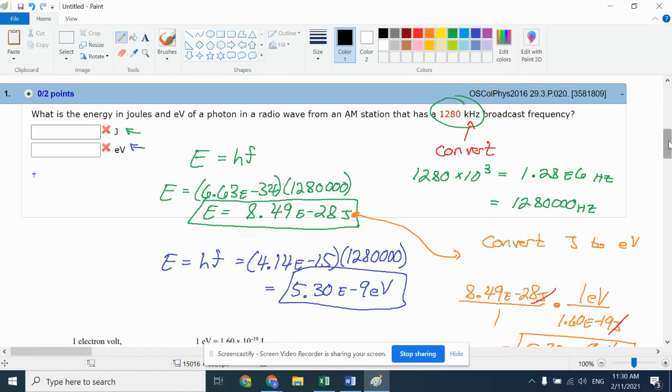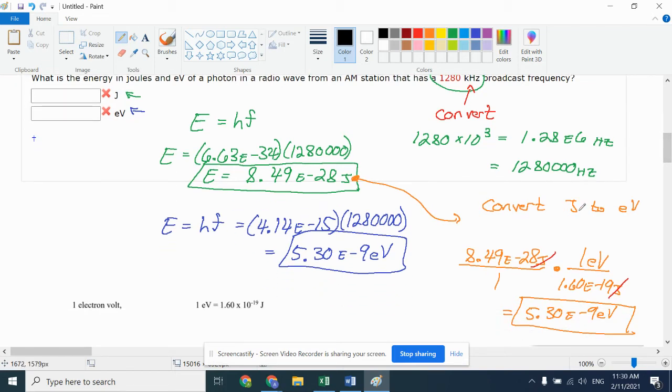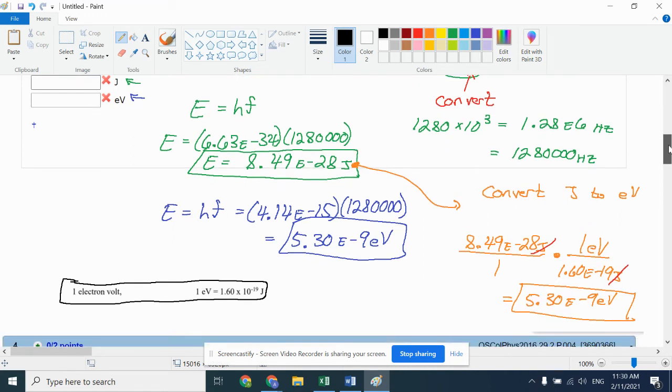The alternative is just to directly convert from joules to electron volts. 1 electron volt, shown here, is 1.6 times 10 to the negative 19th joules. That again is found on your equation sheet. Converting from joules to electron volts, I still get 5.30 E negative 19 joules.